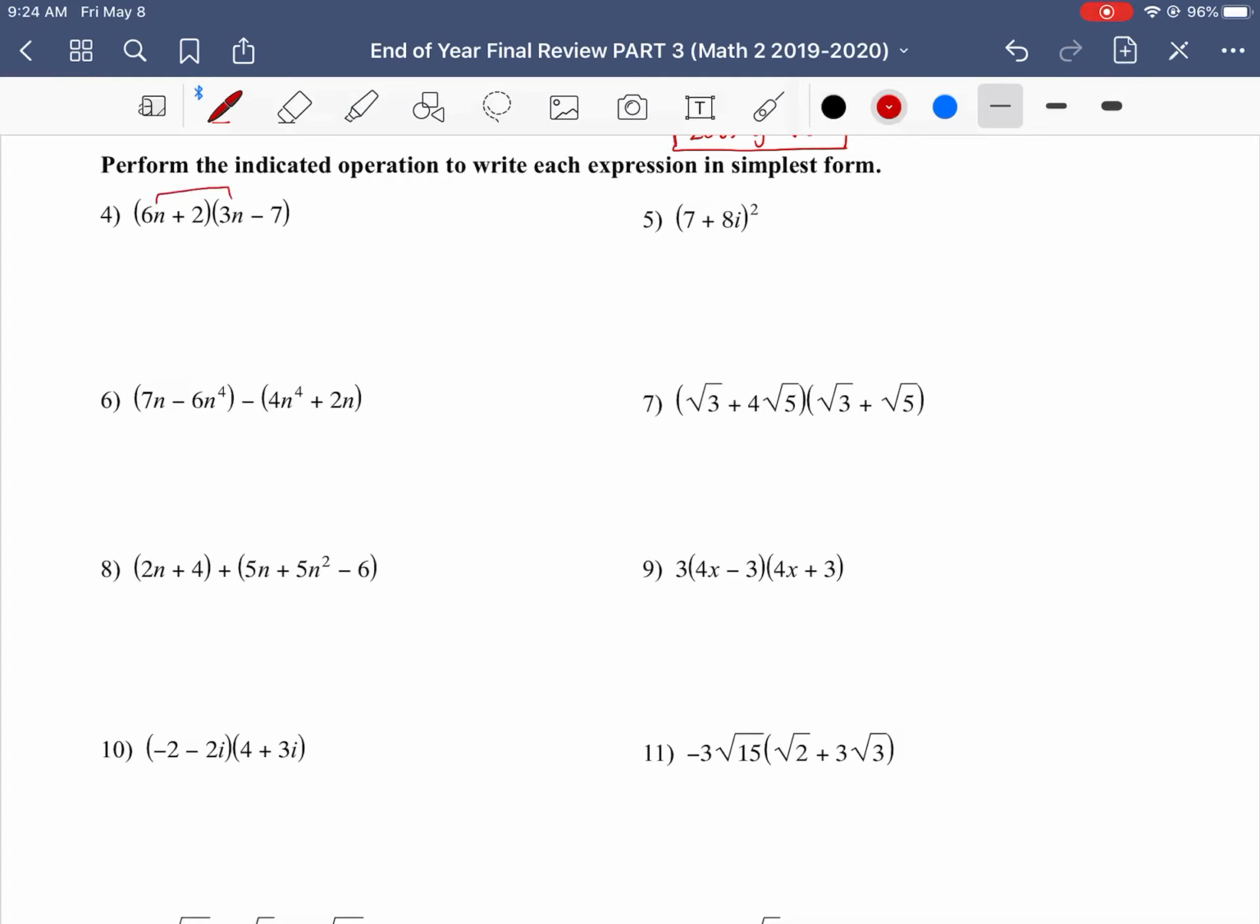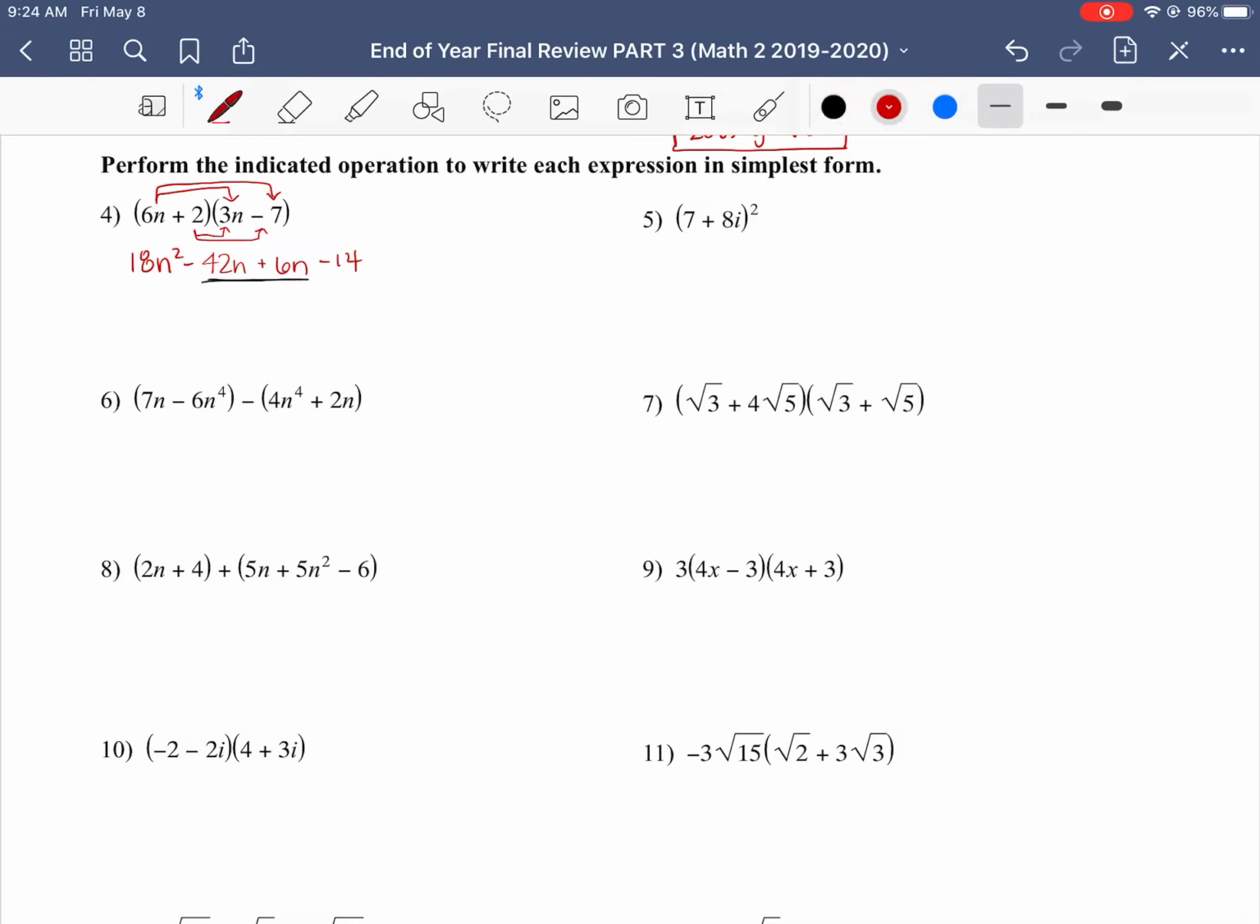Okay, on this first one, it looks like we just need to FOIL. There's two binomials, so we multiply first times first. 6n times 3n is 18n squared. Don't forget that squared. Then we go 6n times negative 7, and we get negative 42n. Again, we're just distributing. Once you distribute the 6n, you need to distribute the 2 to each piece over here. So 2 times 3n gives us 6n. 2 times negative 7 is negative 14.